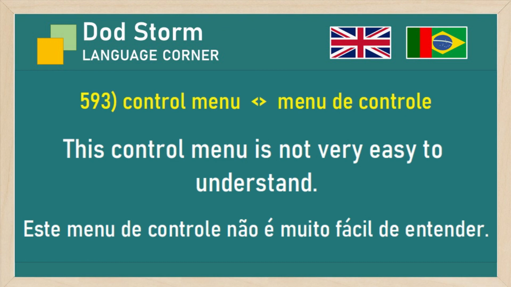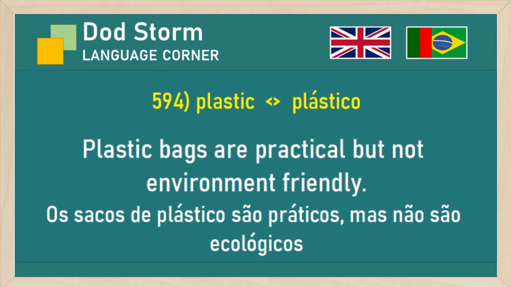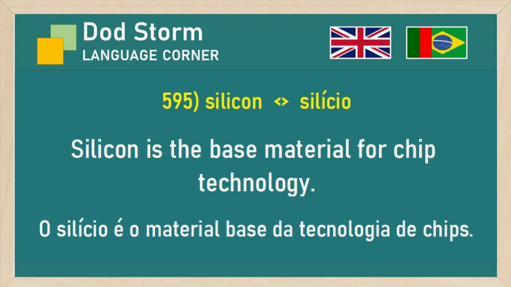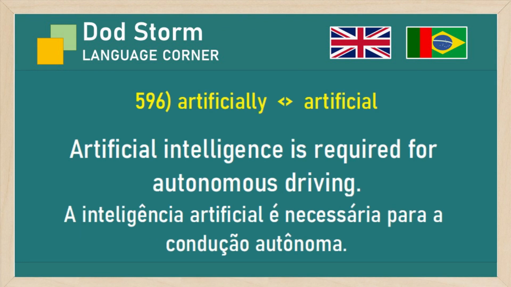This control menu is not very easy to understand. Plastic bags are practical but not environmental friendly. Silicon is the base material for chip technology. Artificial intelligence is required for autonomous driving.